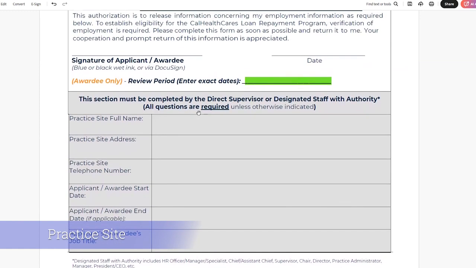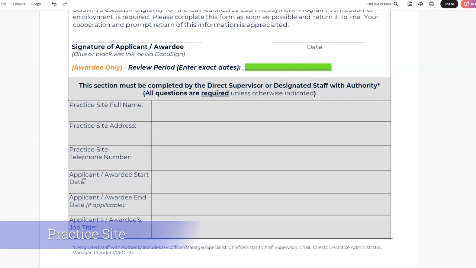The first part asks for your practice site full name, address, and telephone number, as well as questions specific to you, your start date, end date if applicable, and job title. If you are currently working at the practice site, the end date field may be left blank or notated as currently employed. If you are the owner of the practice site, you may indicate this on the job title line.